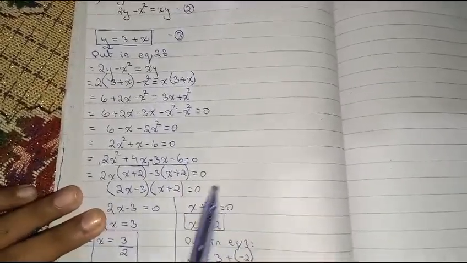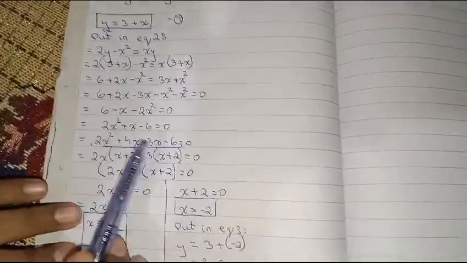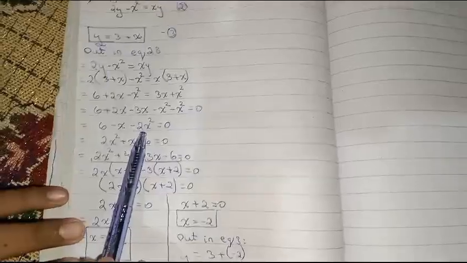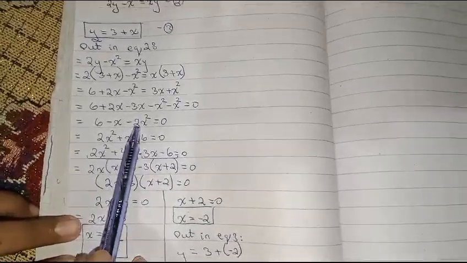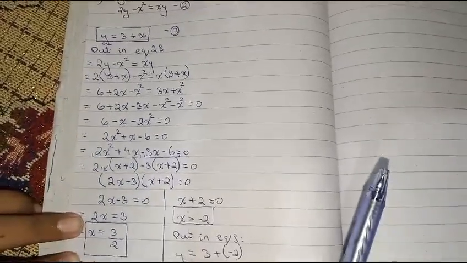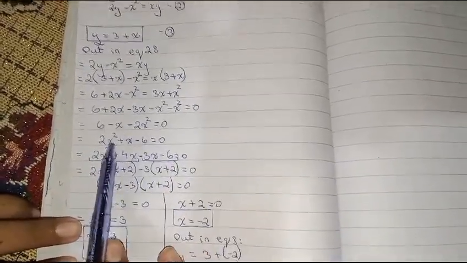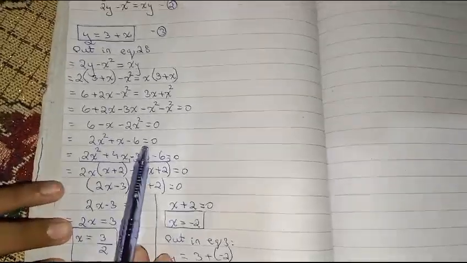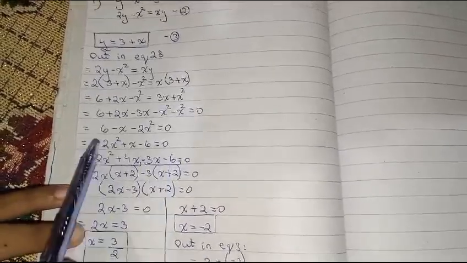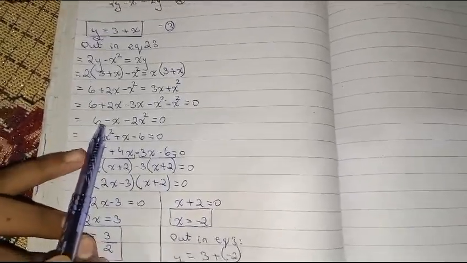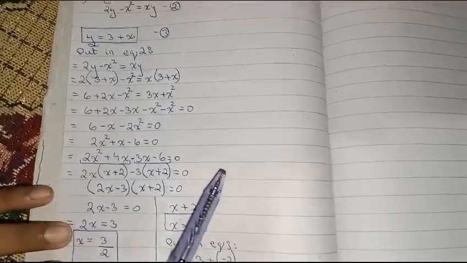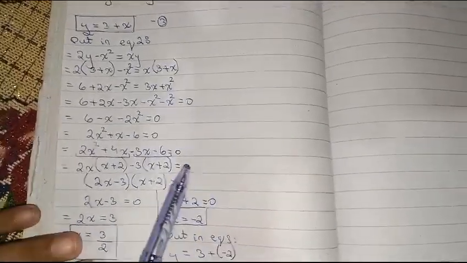In your previous classes you remember that when there is a negative sign in the squared term, like minus 2x square, when you shift it to the right hand side it becomes positive. So 2x square plus x minus 6 equal to 0, because ultimately the sign of the variable and coefficient also changes when we shift to the right hand side.